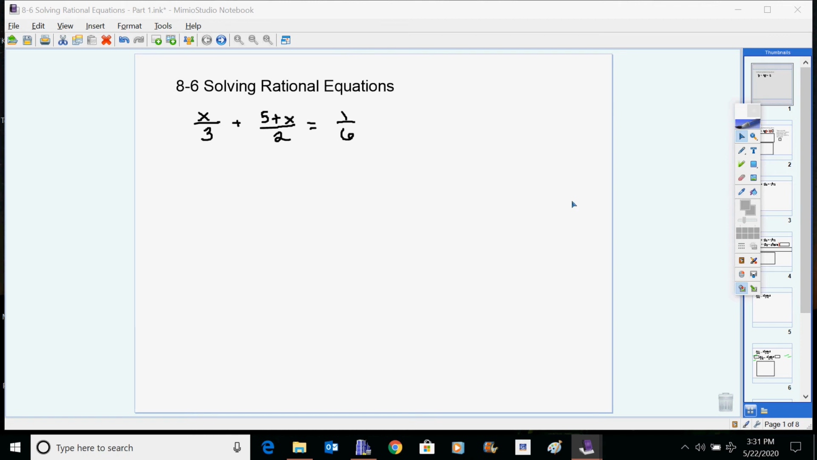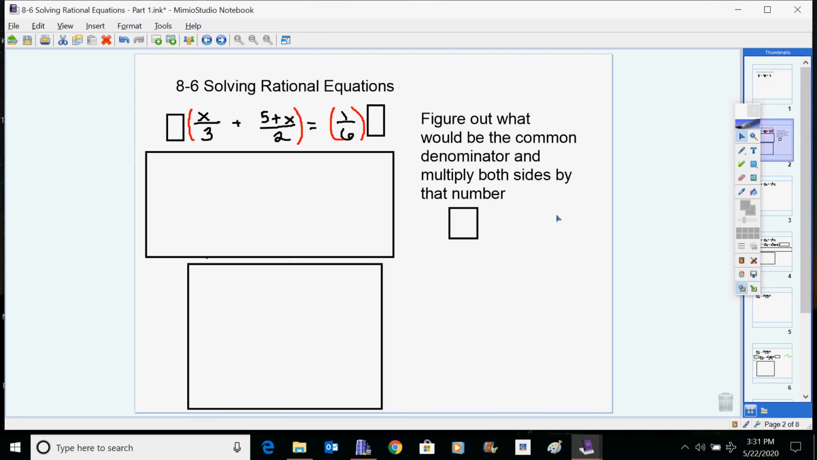So here we have solving rational equations. Now, when we were simplifying them, you needed to get common denominators. And we still need to keep the concept of common denominators, but you are going to love this because our fractions are going to disappear really, really fast. But you have to know what to do to make the fractions disappear.